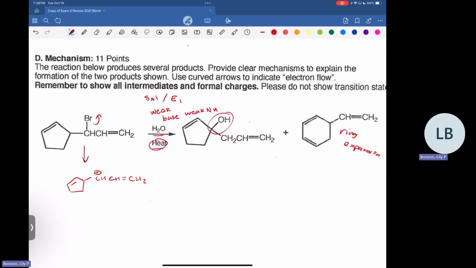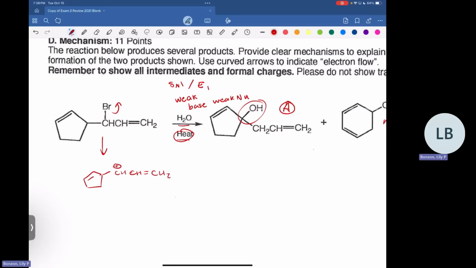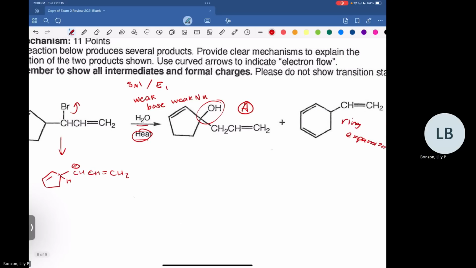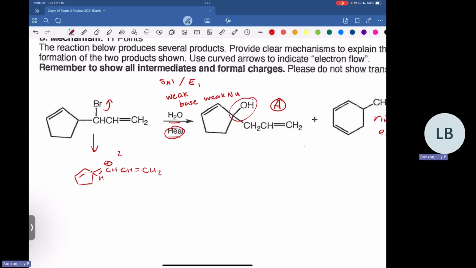However, for this first product, we don't directly add the OH onto this carbon here. Instead, you'll see it's added onto this carbon. And so what that tells me is we're going to do a hydride shift. So again, this is a secondary carbocation. If we do a hydride shift, that puts the positive charge now on a tertiary carbon. So we go from secondary to tertiary. So this is a good hydride shift.